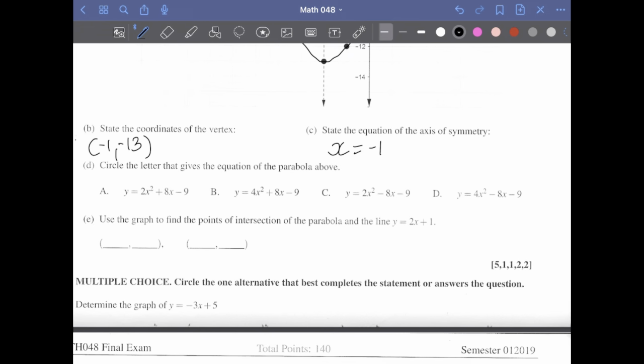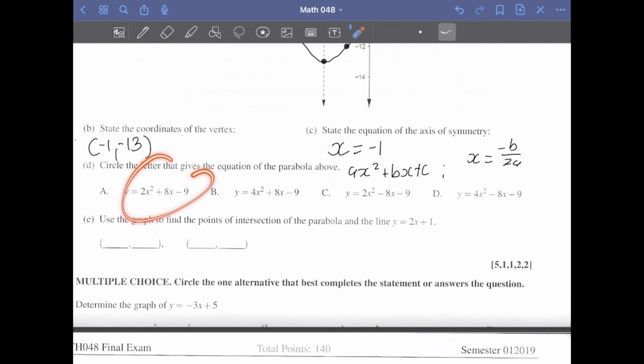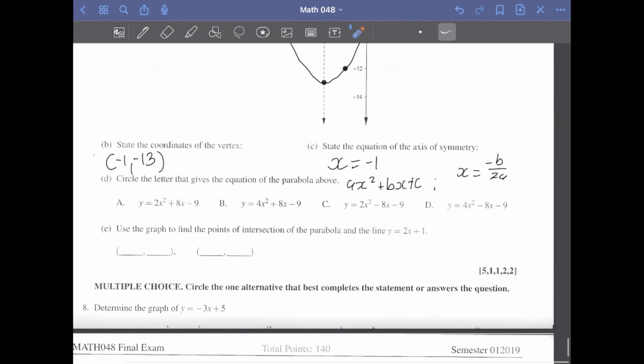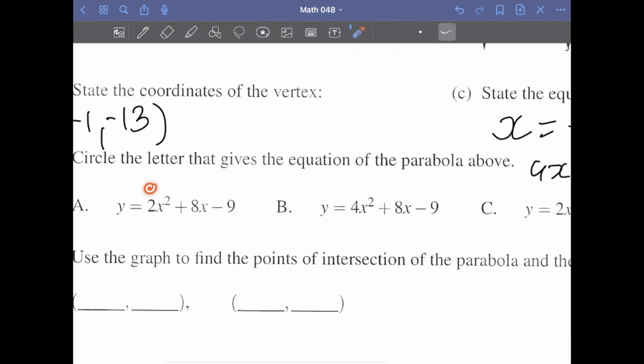Okay, so for any quadratic equation written like that, we have ax squared plus bx plus c, right? To find the axis of symmetry, our formula is x is equal to negative b divided by 2a. So all we have to do is substitute each one into the formula and see which one matches up with our axis of symmetry. So let's do this one. Remember, this a, this b, and this c.